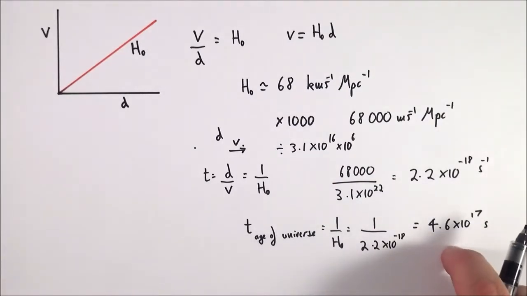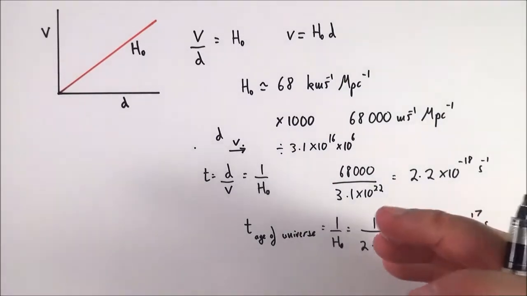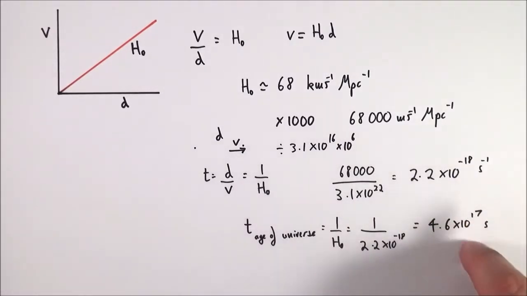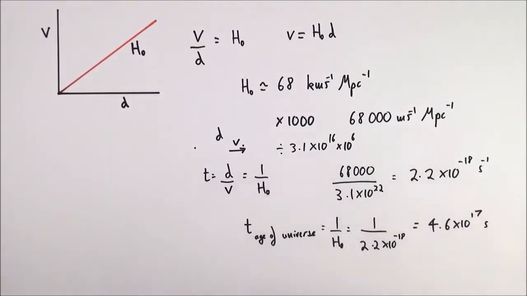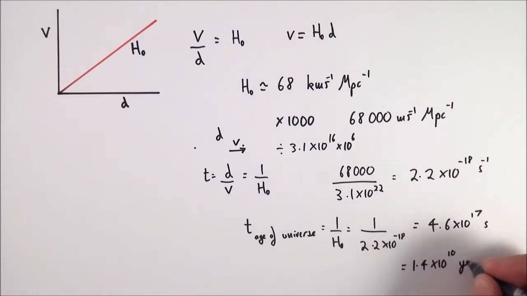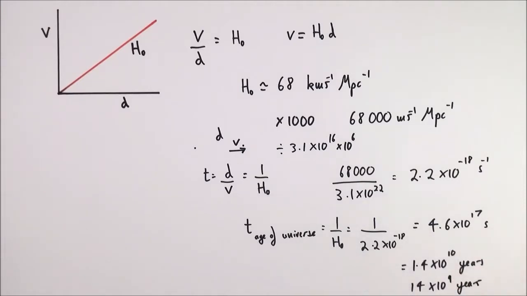So that's the age of the universe in seconds, but we often want to give this in years to make it a bit more meaningful. To convert from seconds to years, we just divide by the number of seconds in a year, which is 365 times 24 times 60 times 60. If we do that, we convert this from seconds to years, and it's equal to 1.4 times 10 to the 10 years. I can also write that as 14 times 10 to the 9 years, and that's often a more useful way of thinking about it, because we then have an age of the universe of about 14 billion years, and that's what we assume at the moment.